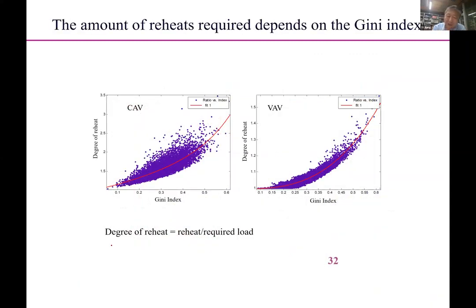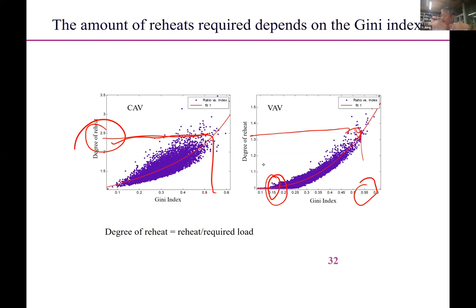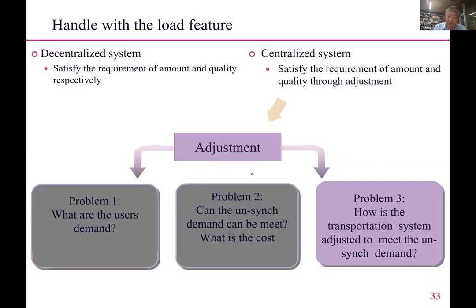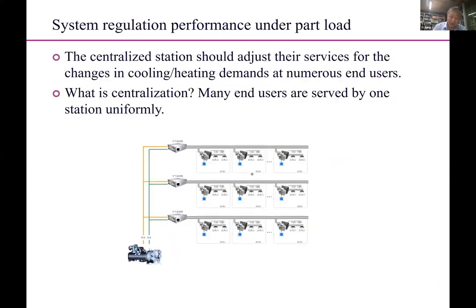And with the Gini index we just mentioned, the more non-uniform, the higher the rate of reheat. If you cannot change the volume, you need even more reheat. You can find that if they are very uniform, a small Gini index means all the spaces change simultaneously, so there will be no need for reheat. That's the situation. Then we look at the transportation system, how they adjust the water and the air to meet each demand.